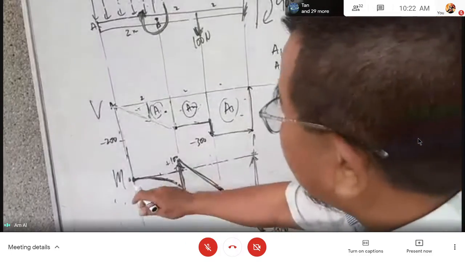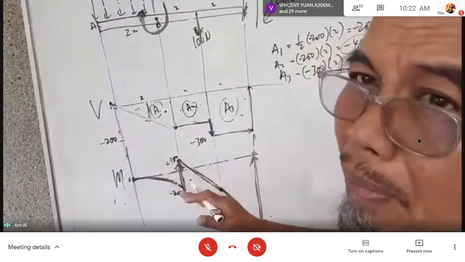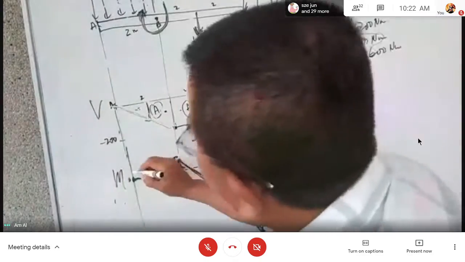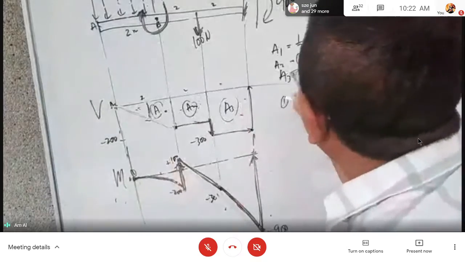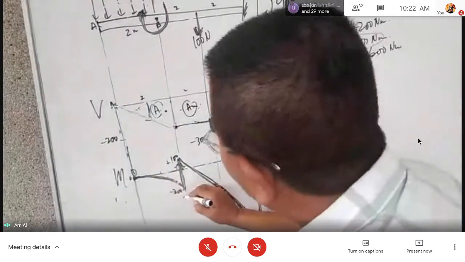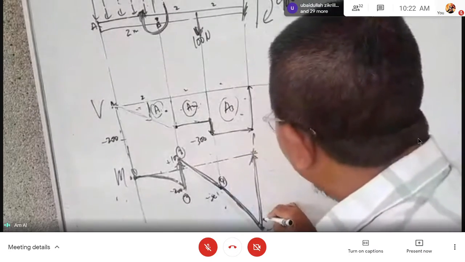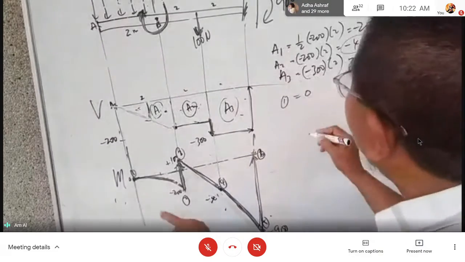You cannot do this in your head. Show your work there. Point 1 is 0. Then point 2, point 3, point 4, point 5, point 6. So how do you do that?